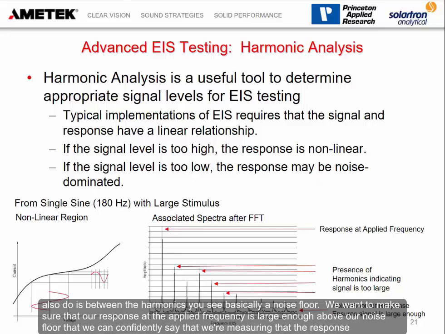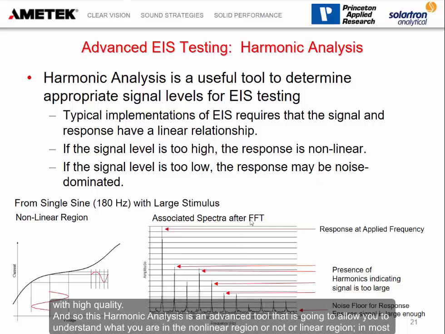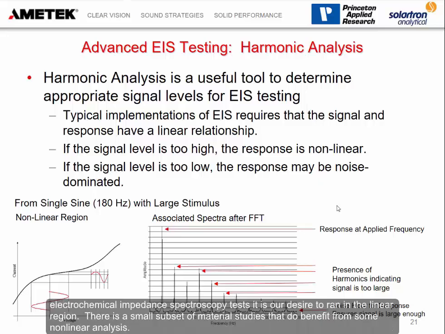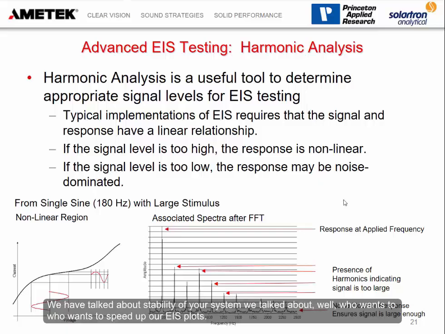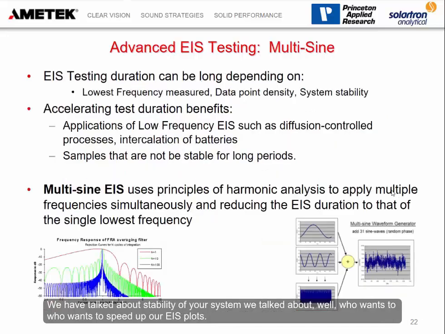Between the harmonics, you basically see a noise floor. So what we want to do is make sure that our response at the applied frequency is large enough above our noise floor that we can confidently say that we're measuring the response with high quality. This harmonic analysis is an advanced tool that's going to allow you to understand whether you're in the nonlinear region or the linear region. Most electrochemical impedance spectroscopy tests are desired to be run in the linear region. There is a small subset of material studies that do benefit from some nonlinear analysis.